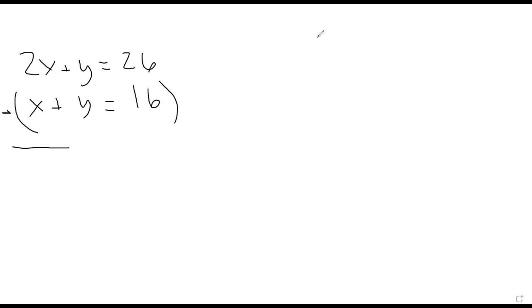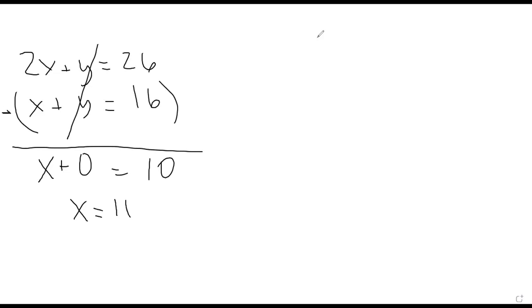If we subtract this, we're going to get 2x minus x is going to leave us with 1x. Y minus y is going to cancel out and be 0. So x plus 0 equals 26 minus 16, which is going to give us 10. So here we know that x equals 10. We're halfway there in our solution.